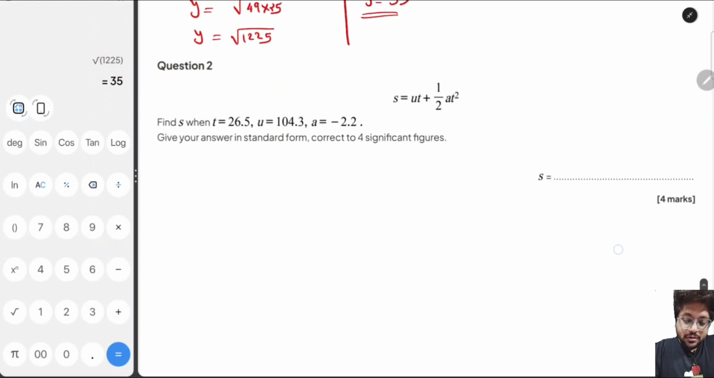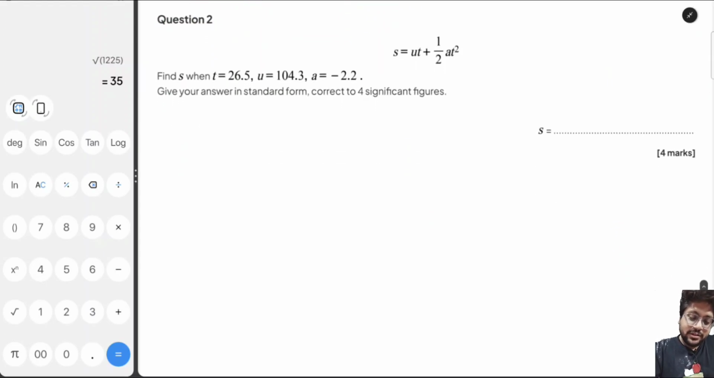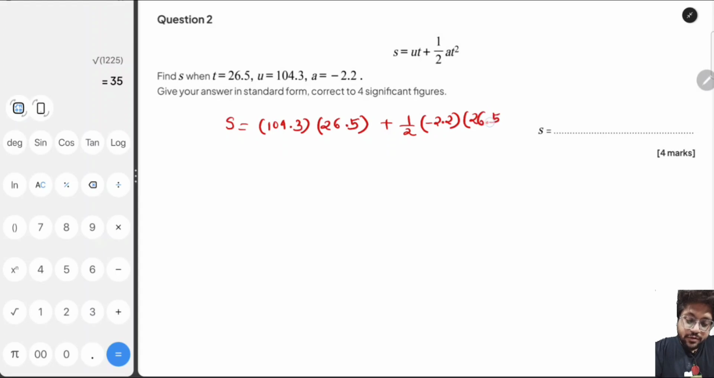Clear? Again same expression, s is equal to ut plus half at square, but the values are of course different. So s is equal to u. Now the values are quite long. Without calculator it's a very tedious task, by the way. Plus half times a, which is minus 2.2, into t square, which is 26.5 square. Thank god calculator is allowed here. So 104.3 multiplied by 26.5. So that is 2763.95.